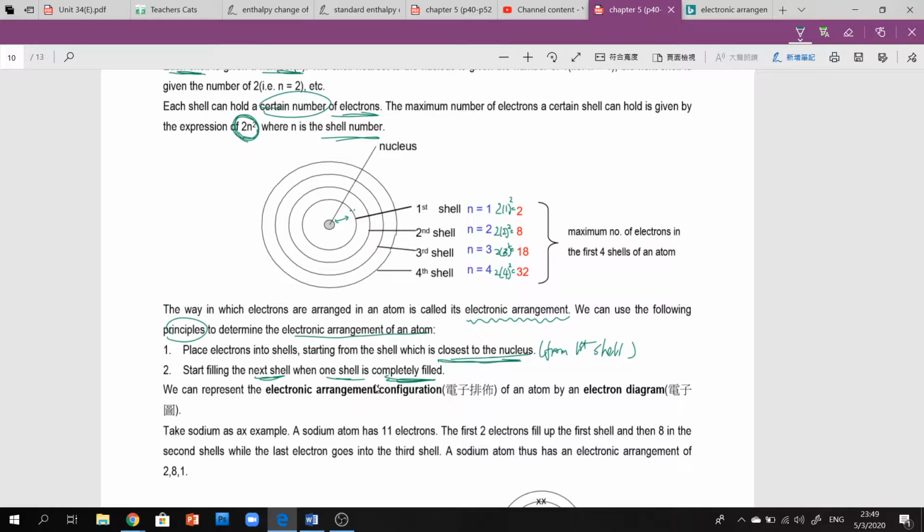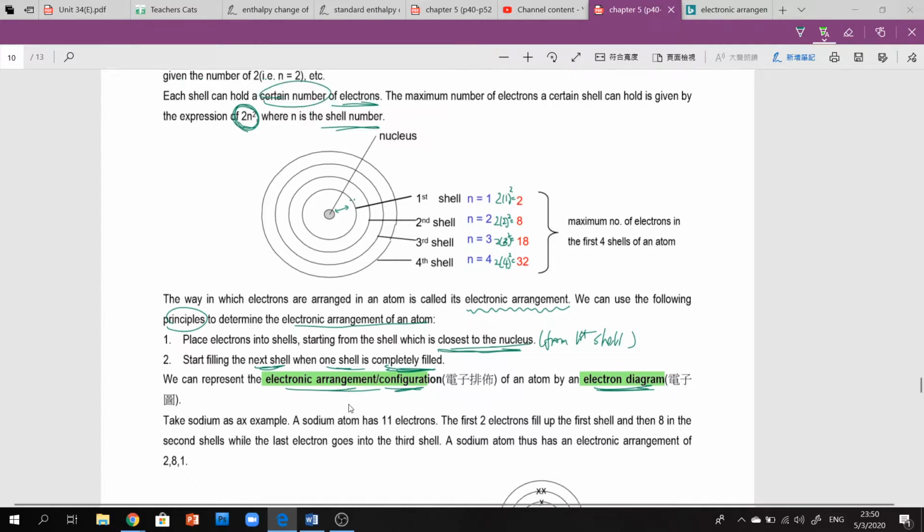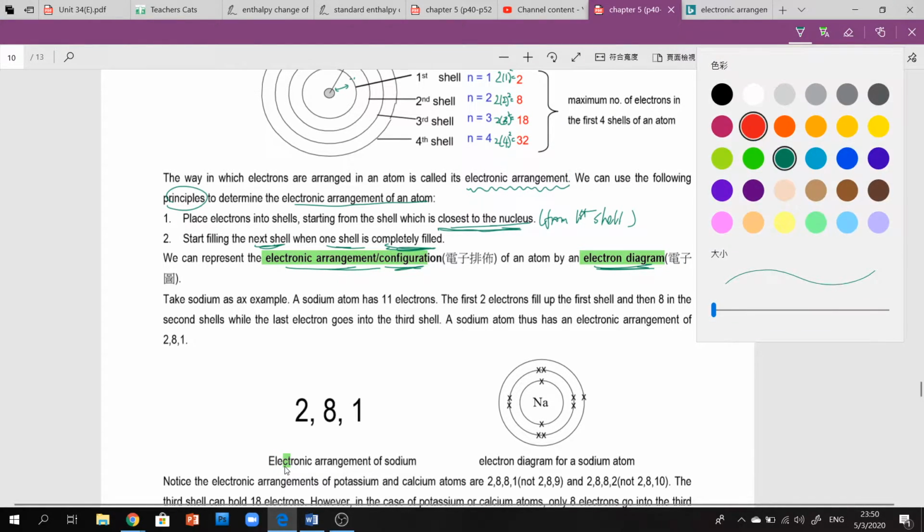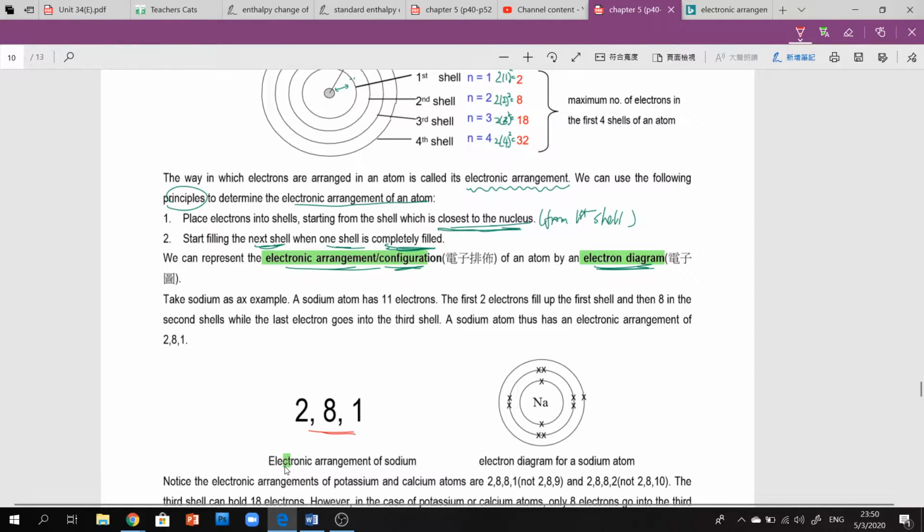It can be expressed in two ways: electronic arrangement, or electronic configuration, and the representation of an electron diagram. In the exam, you need to observe very carefully which item you are asked about, because you present them in different ways. For the electronic arrangement of sodium, for example, it will give you something like this. How do we get it?